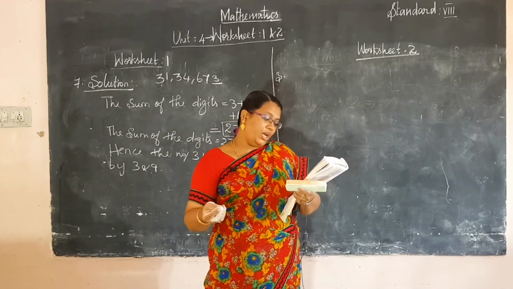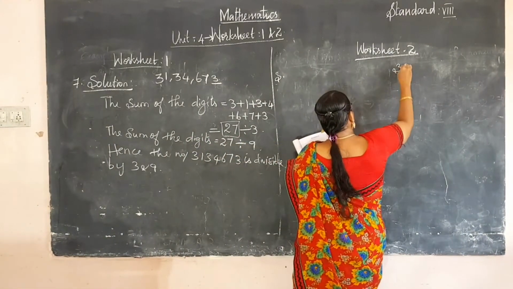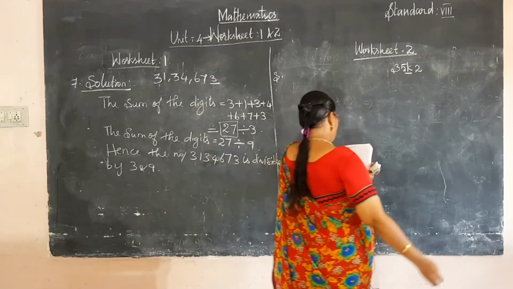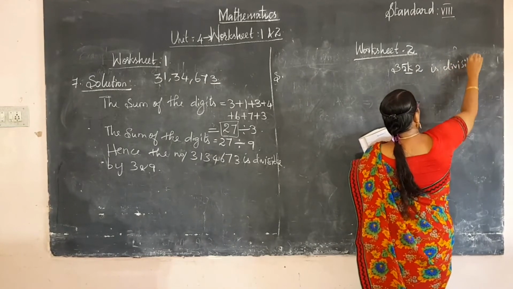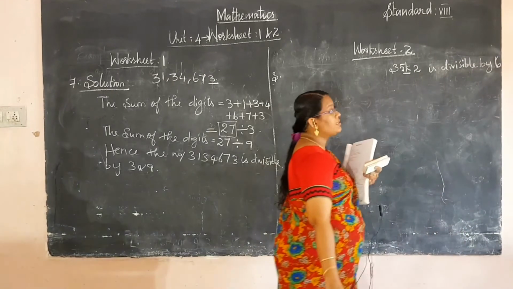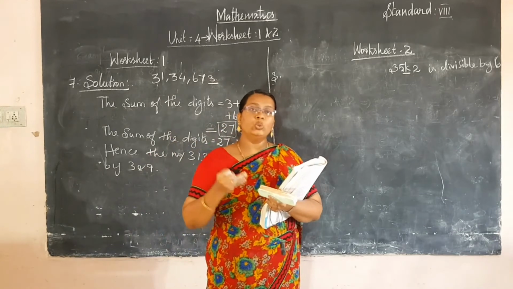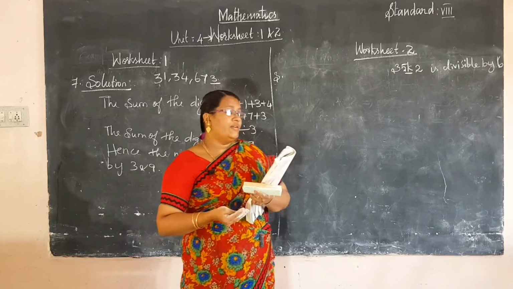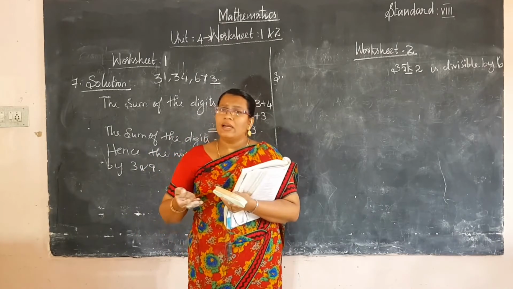Find the value of k, where 35k2 is divisible by 6. So already we have learned the divisibility tests for 2, 3, 5, 9 and 10 only. So how do we check whether the given number is divisible by 6?